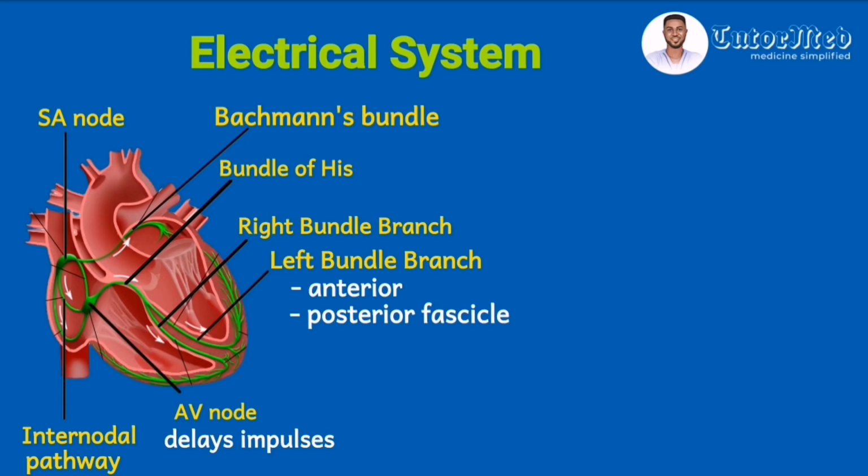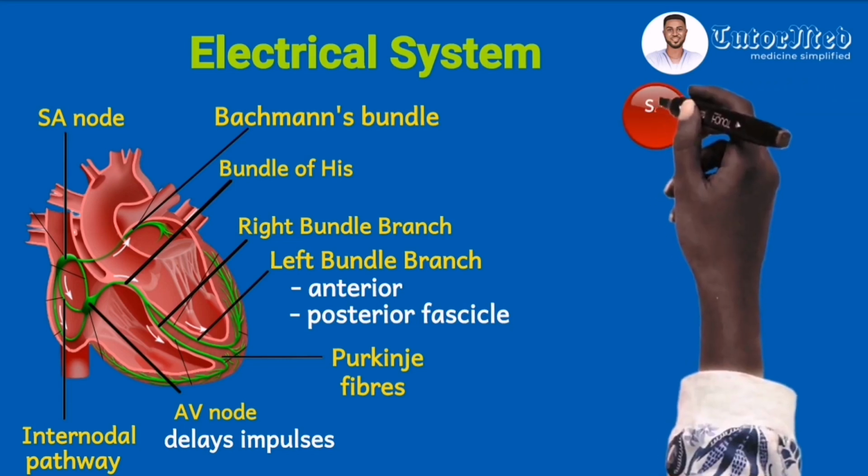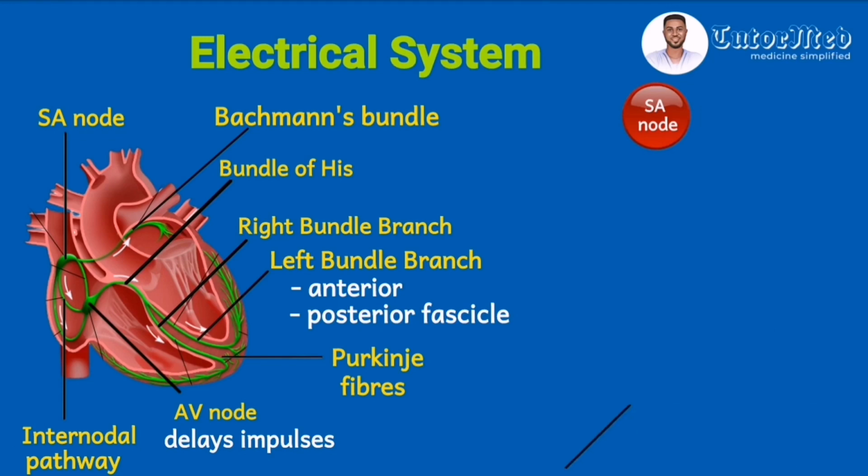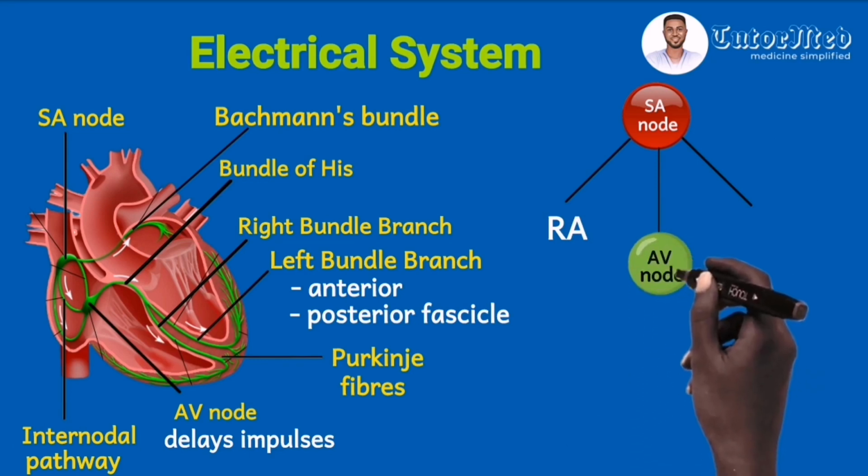Both the right and left bundle branches end in small fibers called Purkinje fibers, which finally give the impulses to the ventricles. And so to summarize this in a schematic diagram, this is the SA node, which has connections with three structures: the right atrium, the AV node, and the left atrium. When the SA node fires, all three structures get the impulses almost at the same time, but the first structure to feel the impulse is the right atrium.